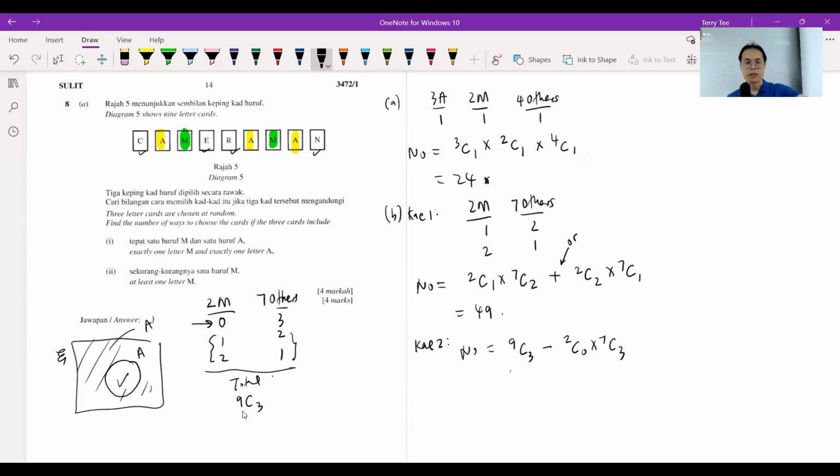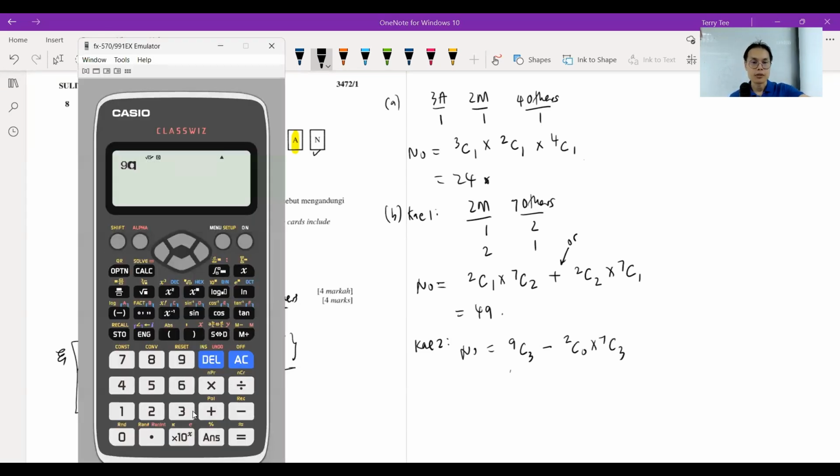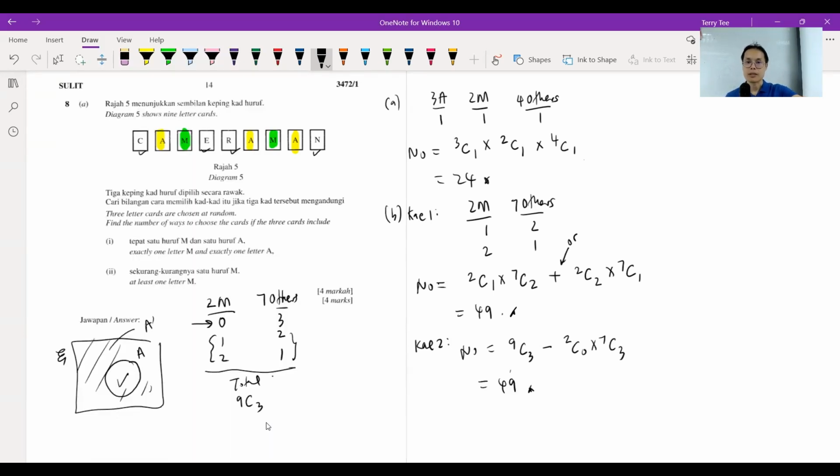Now let me use a calculator. 9, choose 3 minus 7, choose 3. By the way, 2C0 is 1. No need, you don't have to write that. Yeah. Okay. Answer is still 49. So you decide which method, method 1, kaedah 1 or kaedah 2 to use.